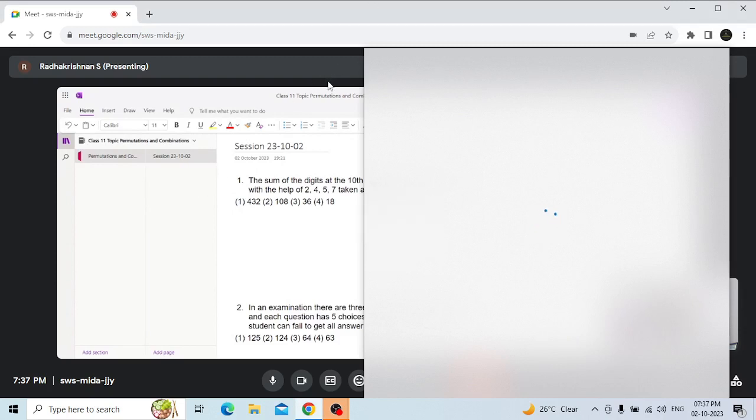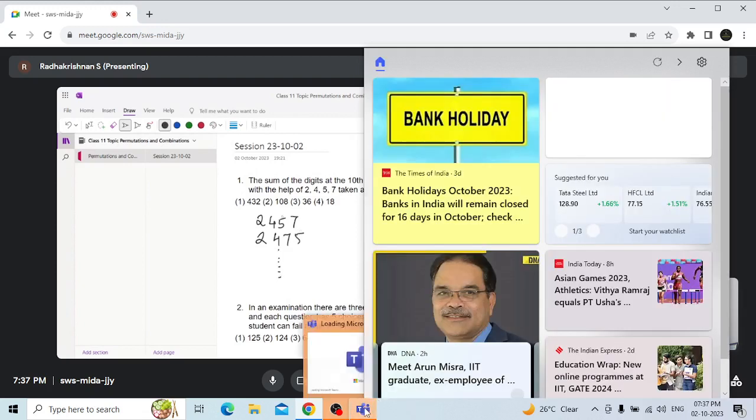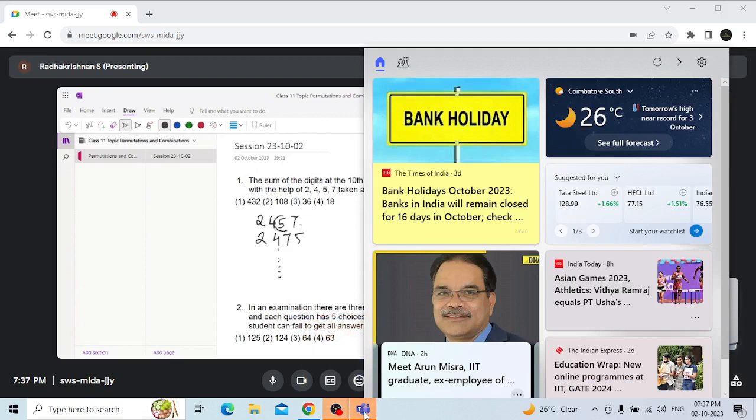4 factorial, which is 24 numbers, can be formed, right? Say for example, the numbers 2, 4, 5, 7, or 2, 4, 7, 5, and so on. We have to look at only the digit in the 10th place. That is this one, so 7.